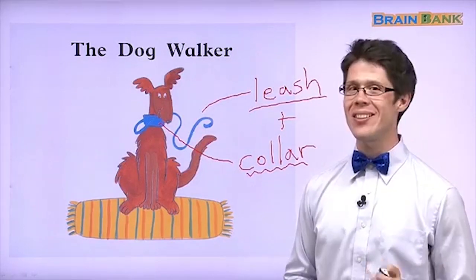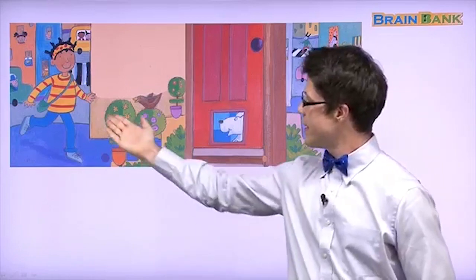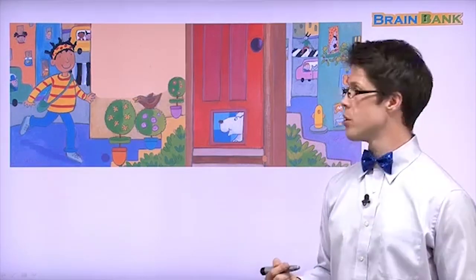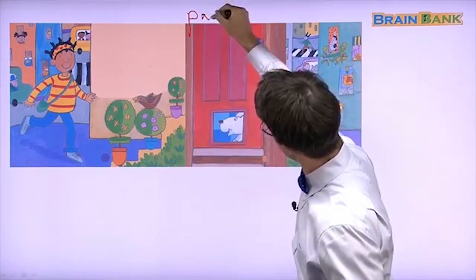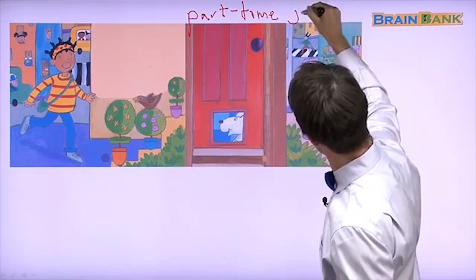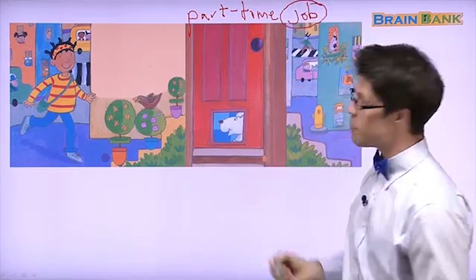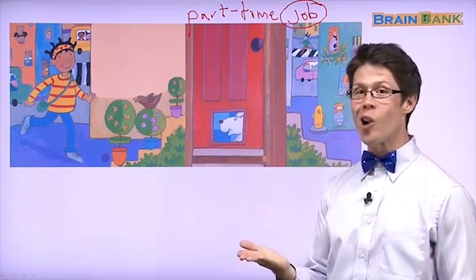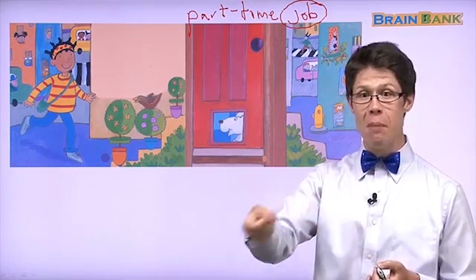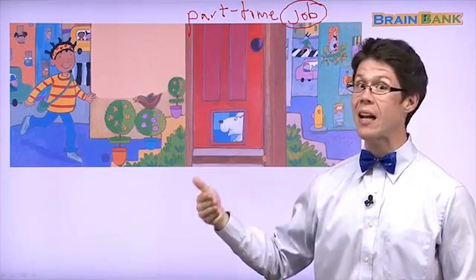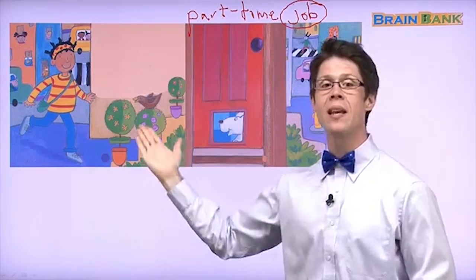All right, let's start with the dog walker. Look at our first picture. Here is the girl. She is a dog walker, okay? That is her Arbeit. How do we say Arbeit in English? We can say part-time job. Okay, job. 직업. Arbeit, part-time job. This girl's part-time job is... She's a dog walker. That's right. I will give her some money and she can walk my dog. Okay, is this the girl's dog? No. 다른 사람의 강아지인데, but her part-time job is dog walker.